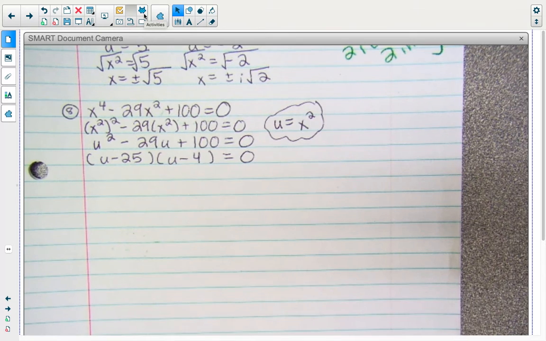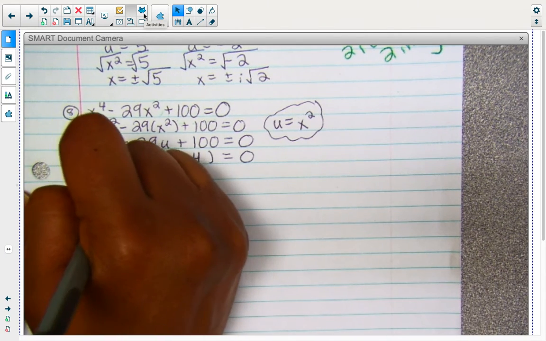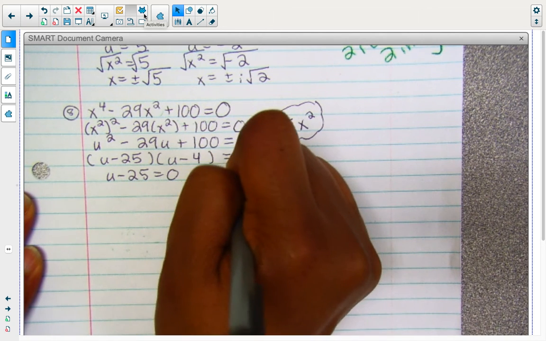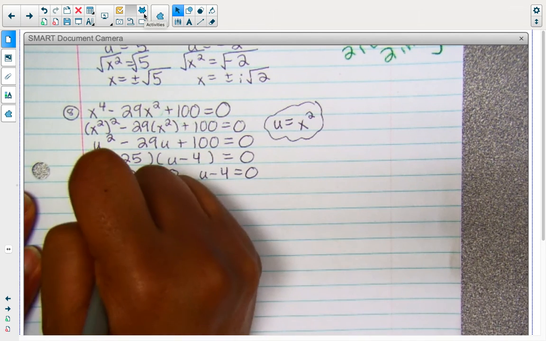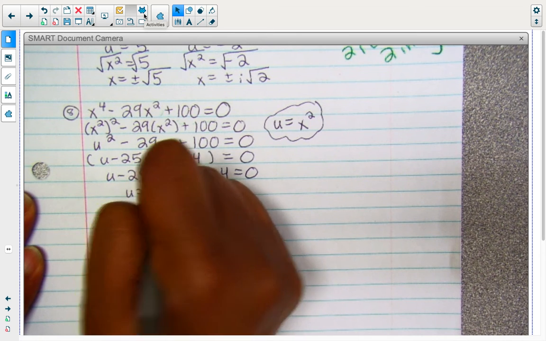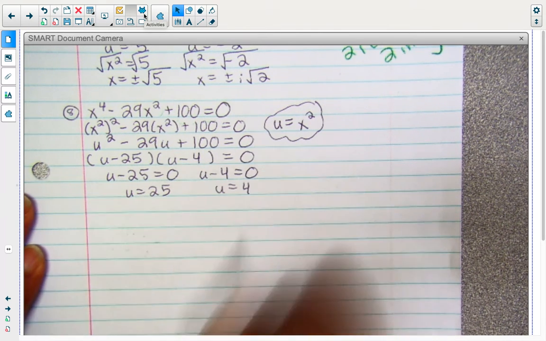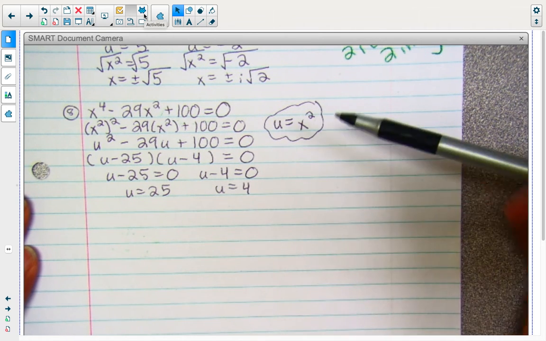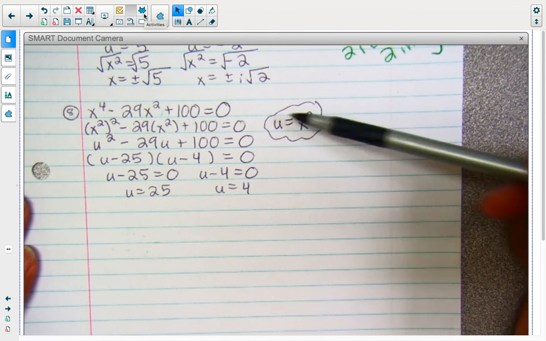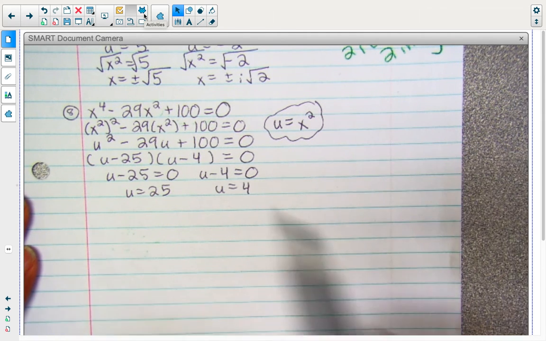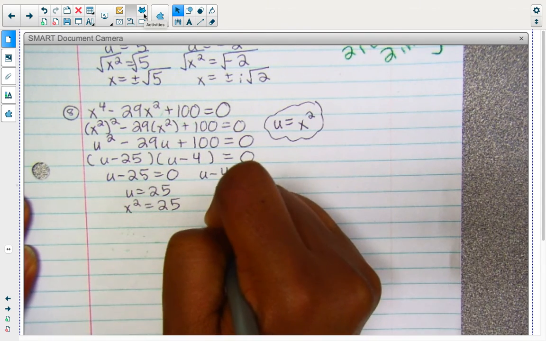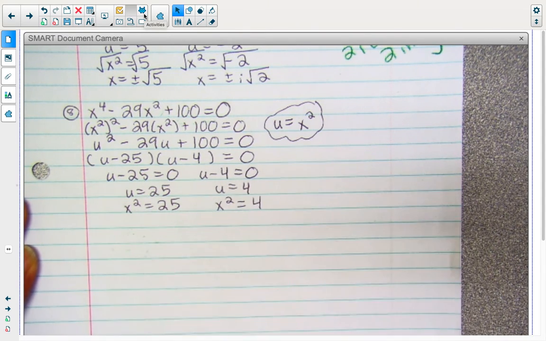So we're in business. We set this equal to 0. u minus 25 equals 0. u minus 4 equals 0. Add 25 to both sides, and add 4 to both sides. Almost done. We're not trying to solve for u. We're trying to solve for x. So every time I see a u, I need to put my x squared back into the problem. So x squared is equal to 25, and x squared is equal to 4.